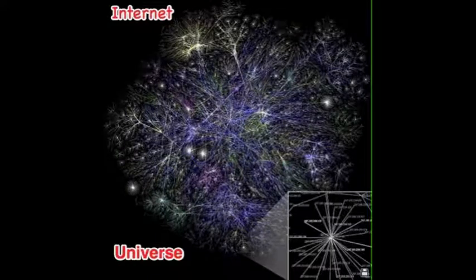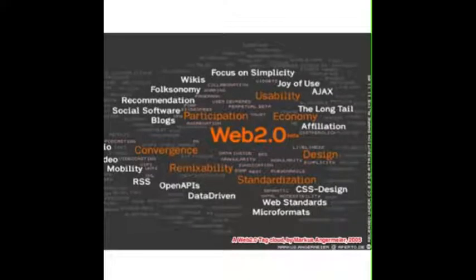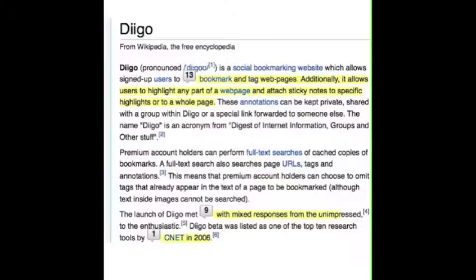The internet is a wealth of information, but all that information needs to be organized. Thank goodness there are tags for cataloging information and making it easier to find. Thank goodness there's Diigo. Diigo is a social bookmarking website which allows you to bookmark and tag web pages. It also allows you to highlight any part of a web page and add sticky notes.